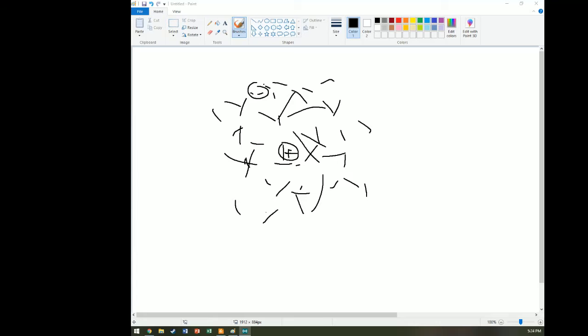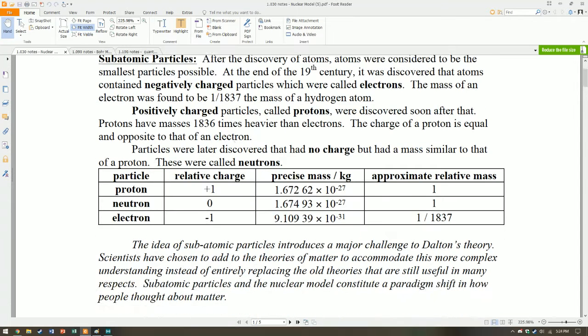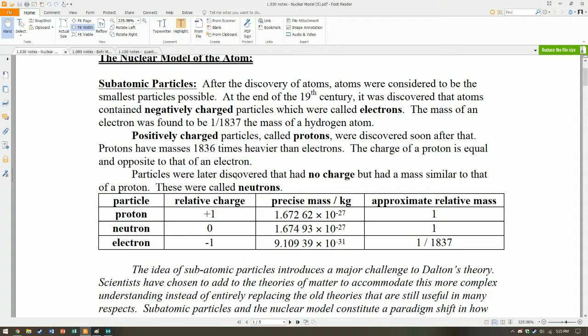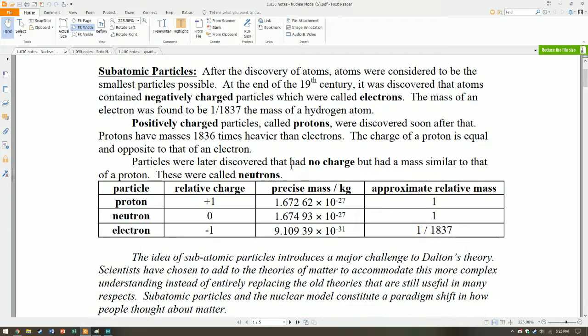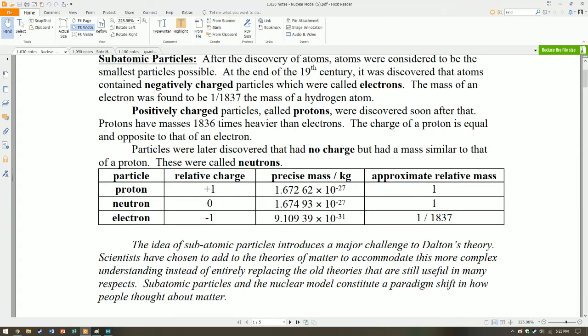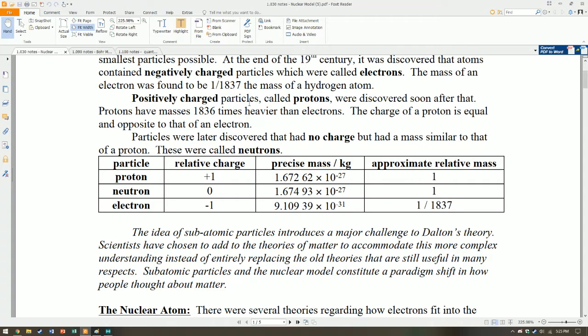Subatomic particles, a little bit of history. At the end of the 19th century, it was discovered that there were negatively charged particles, which were called electrons, which had a mass smaller than the hydrogen atom, and therefore they had to go searching for the positive charge. There was a very famous experiment called the Rutherford experiment. That's how they did that. That's not in the syllabus, so you can go look at that on your own time.